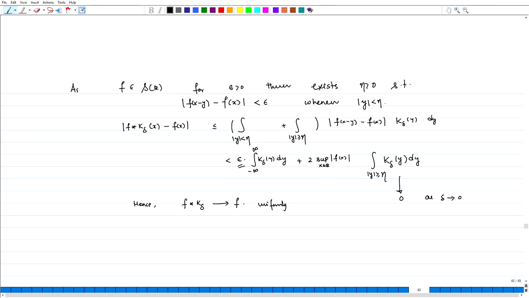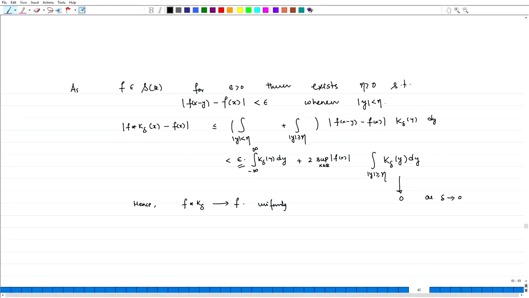So, this suggests that although we do not have an identity in the Schwarz space under convolution, we have a family which is an approximate identity. So, that solves some of our problem which we will encounter. Okay. So, now our next target should be the Fourier inversion theorem.